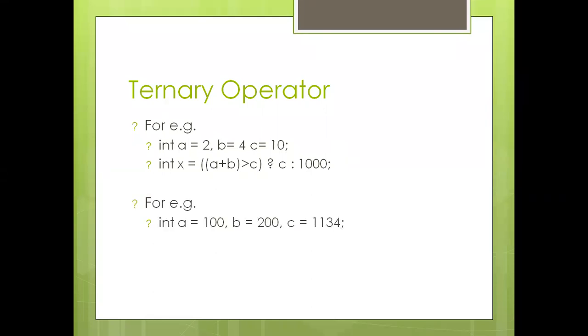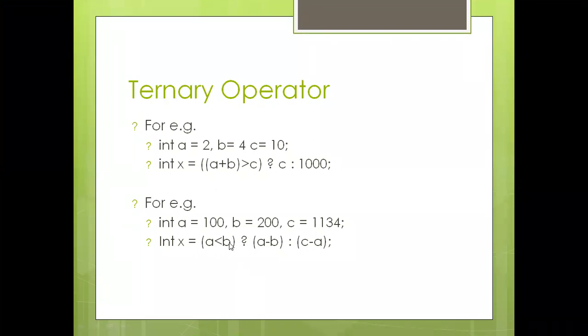Then see the next example. A is 100, B is 200, C is 1134. Yes. Now you reply to me. What will be the answer for that? Reply your answer. I'm not going to solve it. You have to solve this. Now see what has happened.